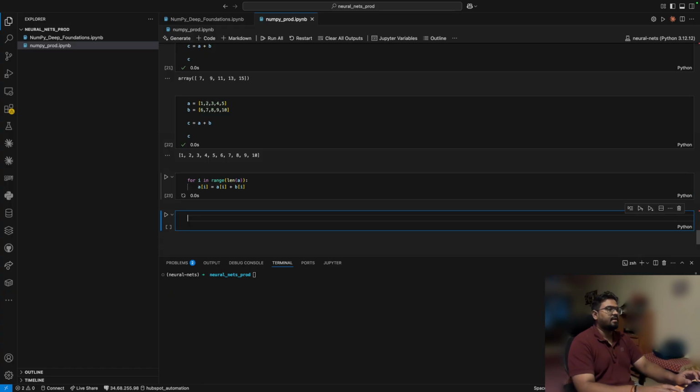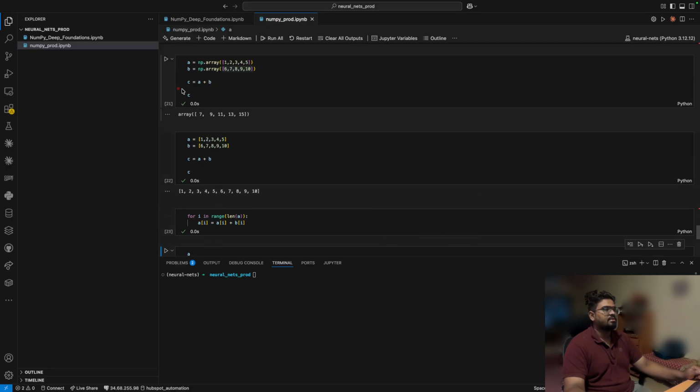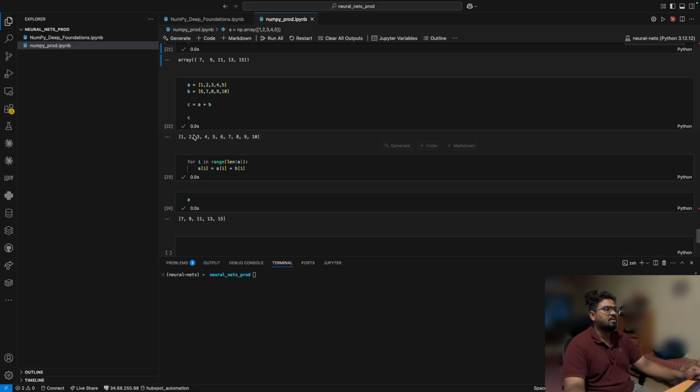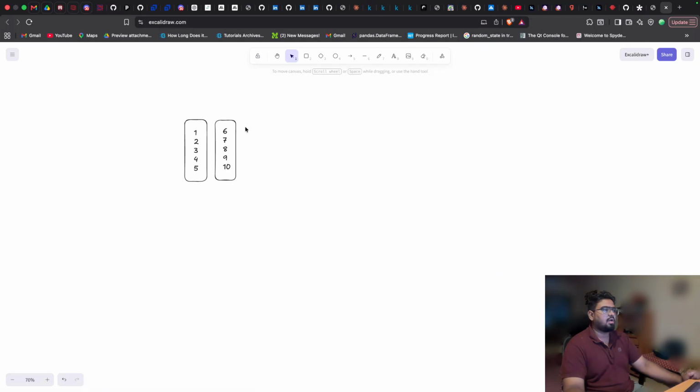Then if I print A, I get the summation of these two arrays, which is similar to what we got here. If you see these two results, both of them are the same. But the point here is that we are running a loop, which unnecessarily adds time complexity and is not faster compared to the NumPy one. So let's go back to our diagram.